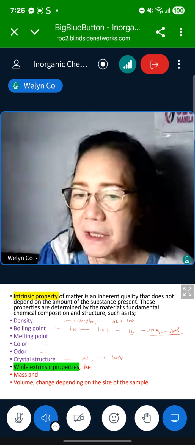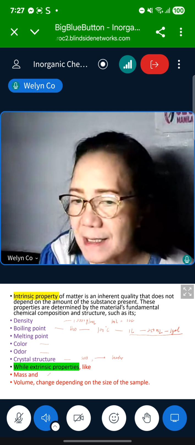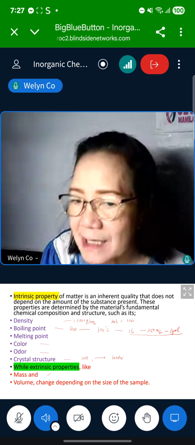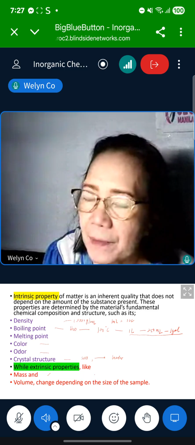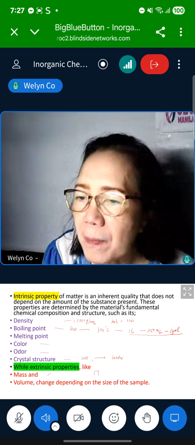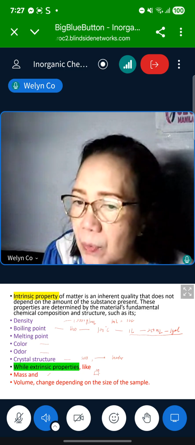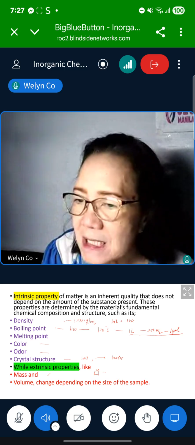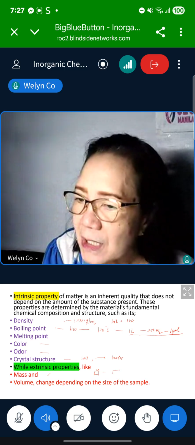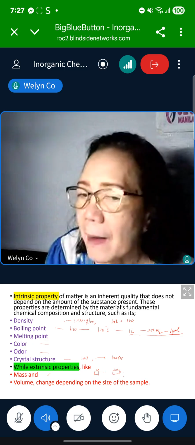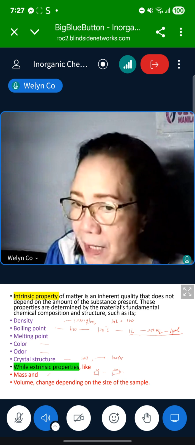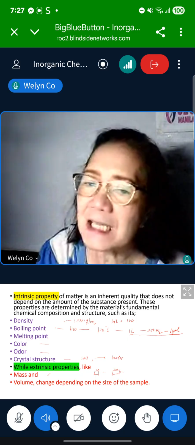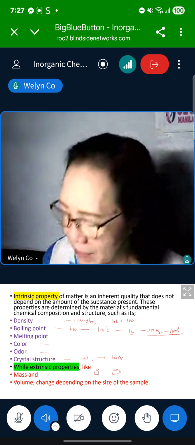So, the extrinsic property is affected by the mass, so how much there is. Then, the volume changes depending on the size of the sample. Like this, if you have only 1 by 1 square meter of gold, right? So the mass, when it grows, it would be 3 centimeters by 3 centimeters, from 1 centimeter. When the mass grows, the volume that your solid occupies also grows. That is why it is your extrinsic property.